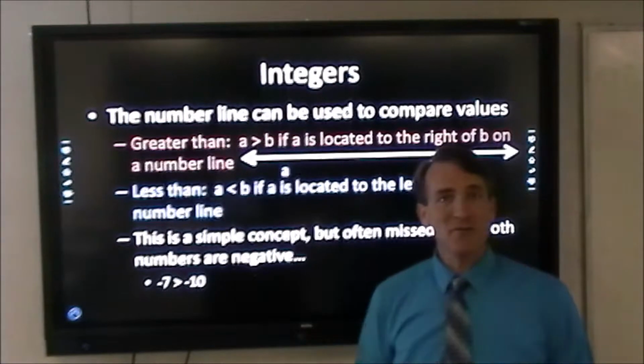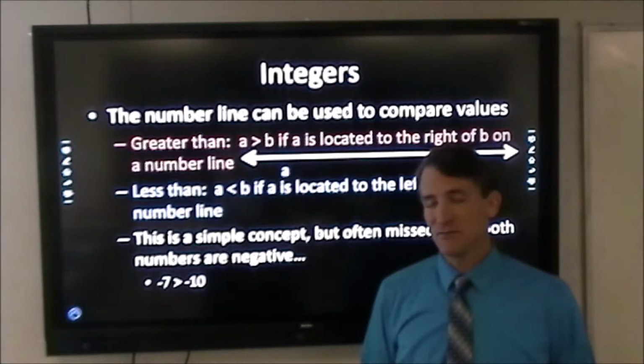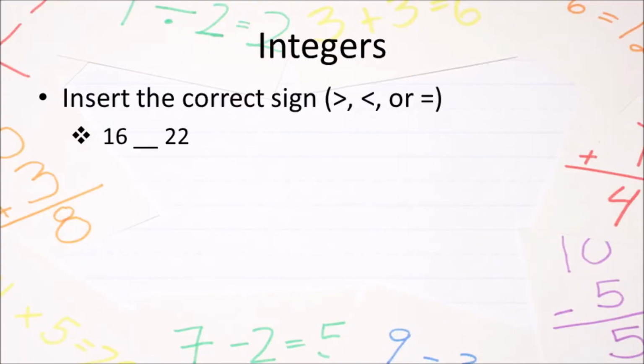So negative 7 is greater than negative 10. So let's try a couple of examples. Which sign should I use? 16 and 22. Well, which is the larger number? That one's fairly easy. 22 is the larger number, therefore my alligator needs to open up toward the 22. So I'm going to use the less than sign right there because 16 is less than 22.